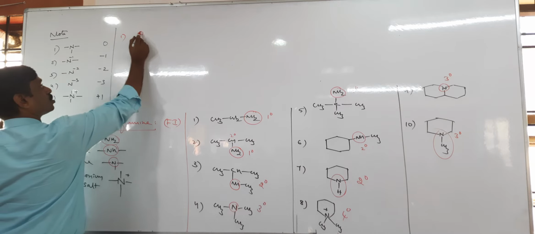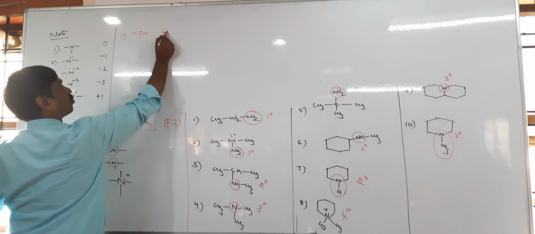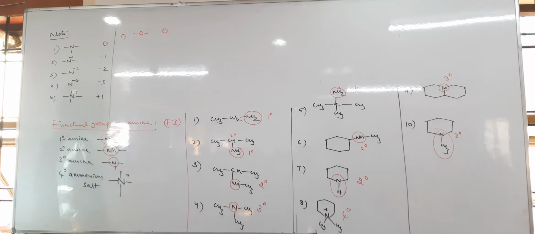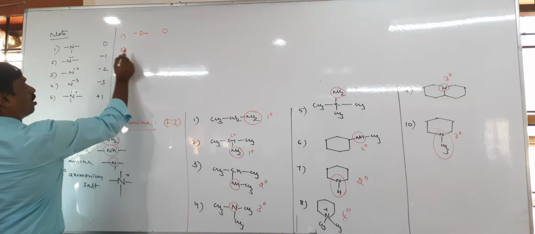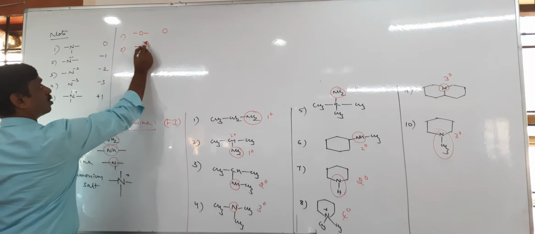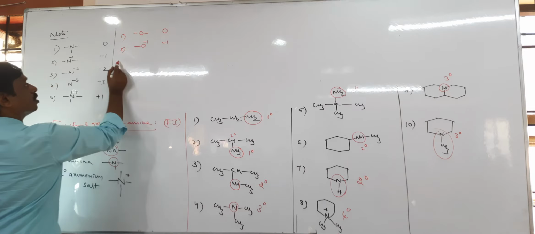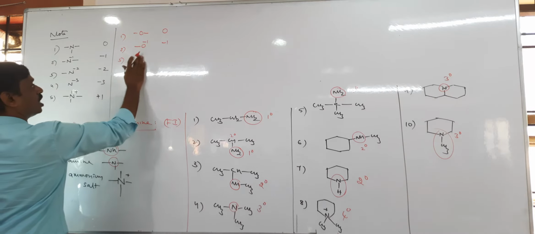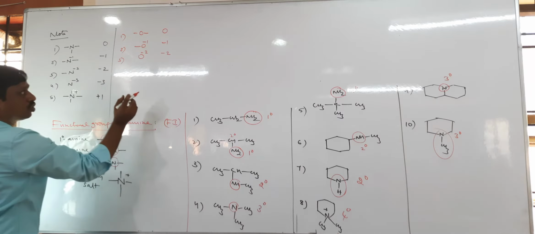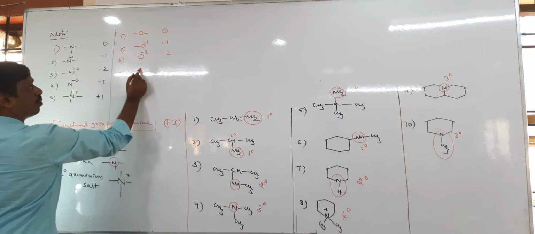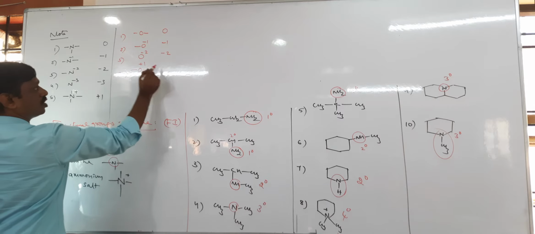If oxygen has 2 bonds, it is neutral, like H2O. If oxygen has only 1 bond, -1. If oxygen has no bond, -2. If oxygen has 3 bonds, +1.